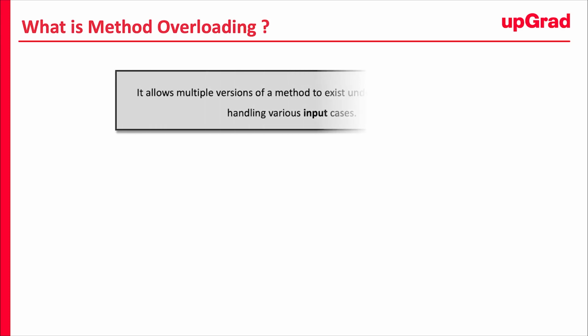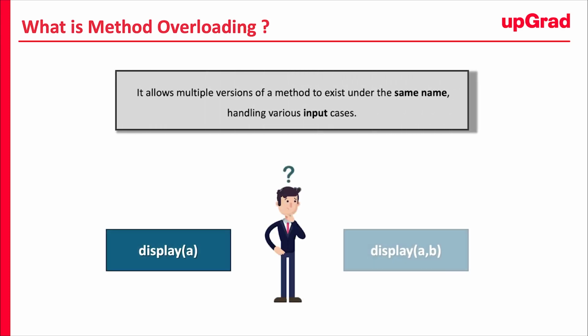Now, the main advantage of method overloading is that it allows multiple versions of a method to exist under the same name, handling various input cases in a clear and organized way. The Java compiler decides which method to execute based on the method signatures, that is, the method name and its parameters at compile time. Alright, as you can see on the screen, display(A) with a single parameter and display(A, B), which has two parameters. So this is method overloading. We will understand it in detail later in this tutorial.